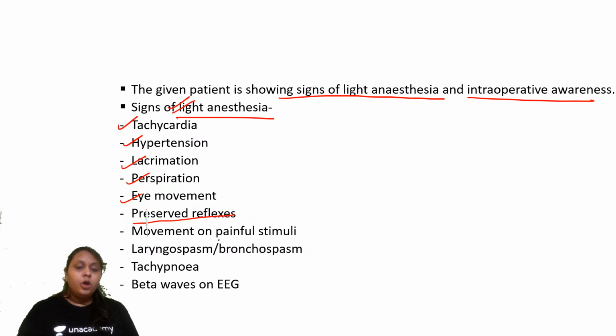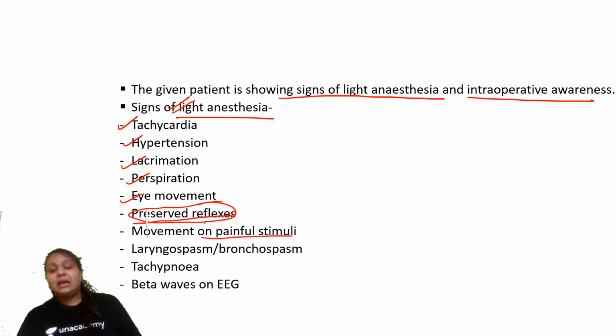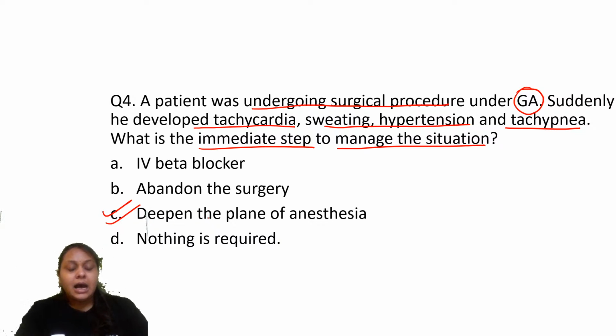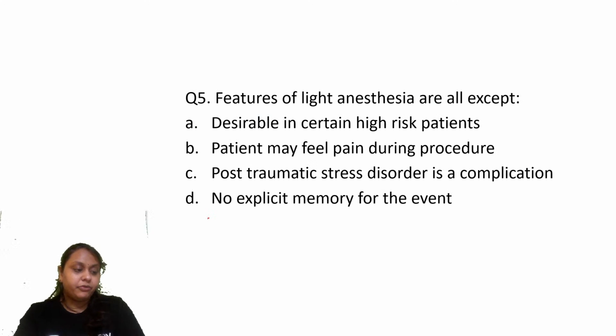Reflexes are preserved, with movement on painful stimuli, and because the reflexes are preserved, there are more chances of laryngospasm, bronchospasm, tachypnea, and also on the EEG we will get beta waves. So these are the signs for light anesthesia and intraoperative awareness. Therefore the answer should be deepen the plane of anesthesia. Is it clear? So that is question 4.